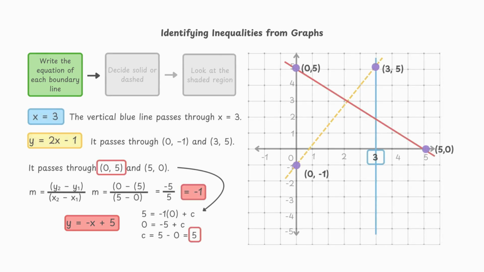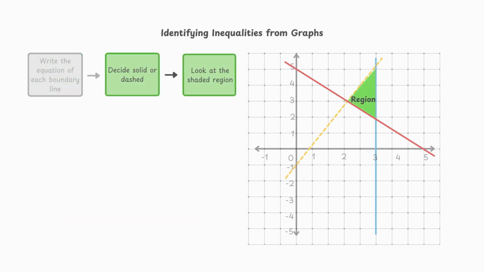So now we have identified all the boundary lines from the graph: x equals 3, y equals 2x minus 1, and y equals -x plus 5. These equations will be used in the next step, where we decide the correct inequality signs and identify the shaded region. Now let's move to the final step, bringing everything together. We already have the equations of the boundary lines. Now we use the second and third green steps: decide solid or dashed and look at the shaded region.